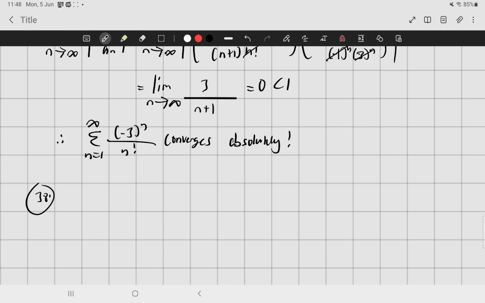All right. Okay. So you have the question 38. We have this series now: 2 to the power of n, 3 to the power of n over n to the power of n. Well, we know, what is it?